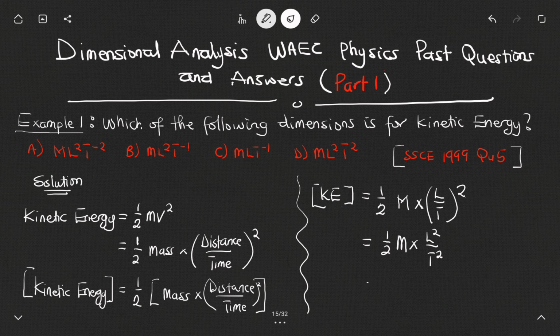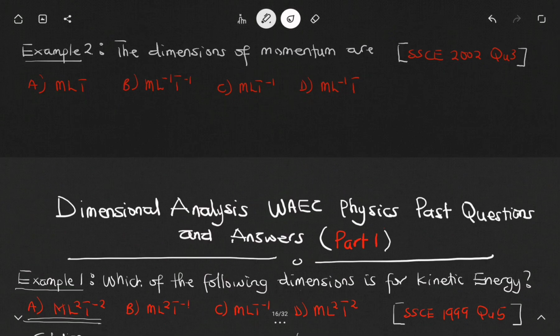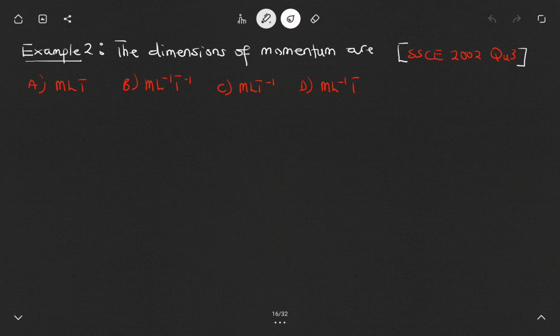Now if we bring t to the top, we have half multiplied by m, and l squared. When we send the time squared to the top, it becomes t to the power minus 2. So ignoring the coefficient, the dimension for kinetic energy will be m l squared t to the power negative 2, and that means our option A is the correct answer. Let's have a look at another example. Example number 2, the dimensions of momentum. This is SSCE 2002 question number 3.